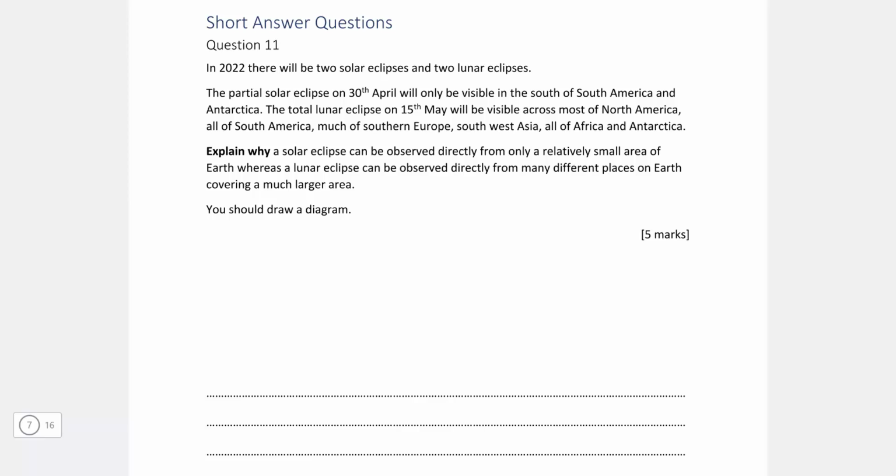Let's solve section B from the 2022 Intermediate Physics Challenge.